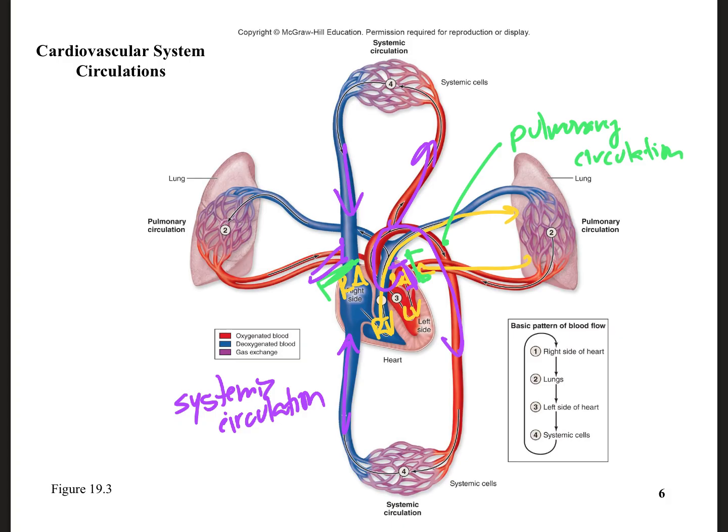So it is a one-way pathway, right? Two circuits based upon the two-sided nature of the heart. For lab and lecture, you should be able to follow a drop of blood through the circulations in general. Questions?